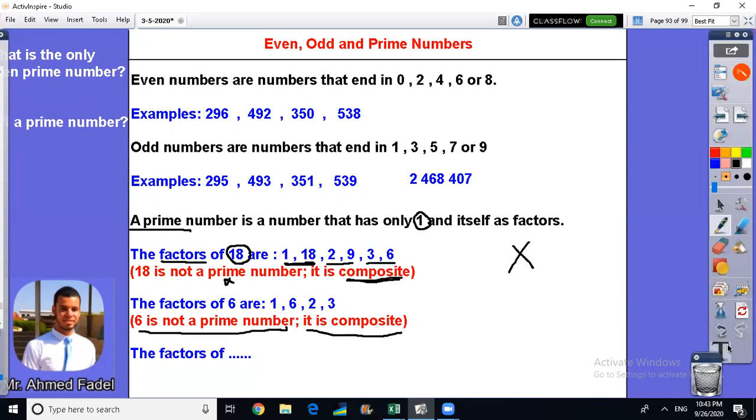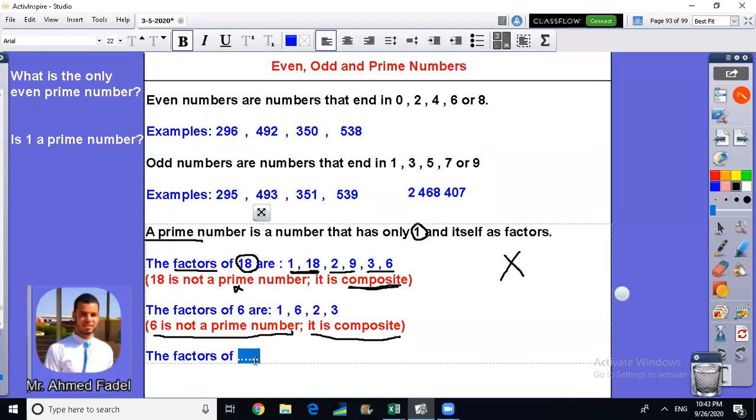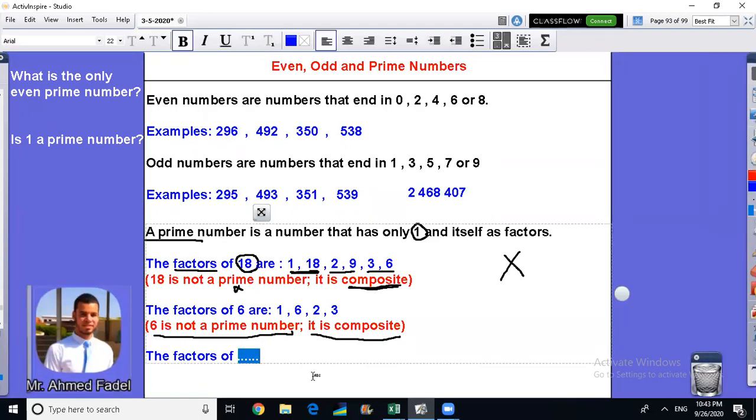All right, we need some examples of prime numbers. Okay, let's change this here. The factors of, let's say, for example, 3. What are the factors of 3? There is nothing else that can make 3 when multiplied by each other. It's only 1 times 3.